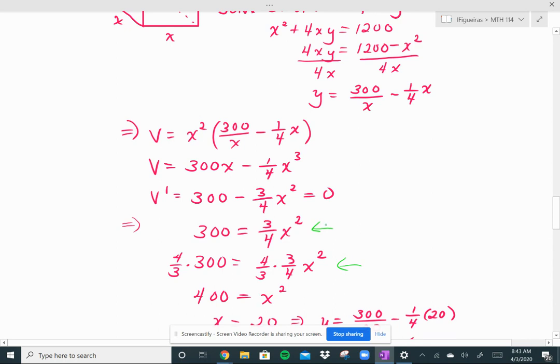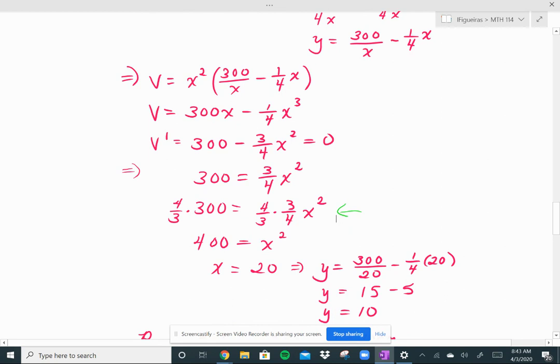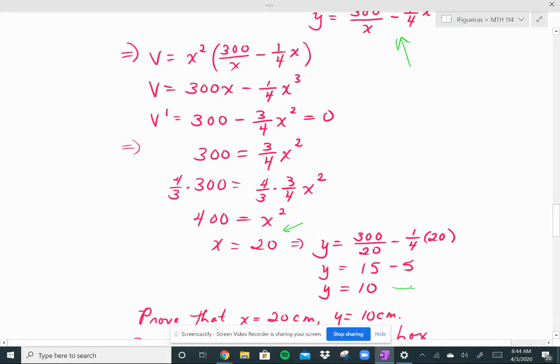So you get x squared equals 400. And when you take the square root of both sides, you get that x is equal to 20. Again, normally you would say x equals plus or minus 20. It doesn't make sense to have a negative dimension, so x can only be 20. Then you plug it back in here for y, and so you get that y is equal to 10.